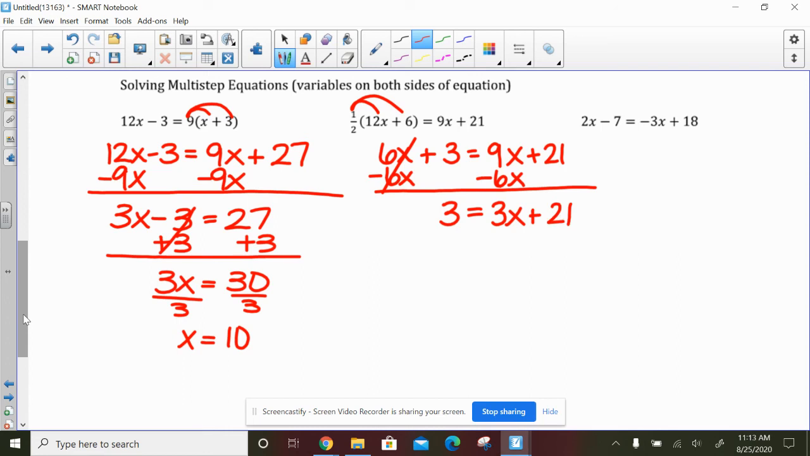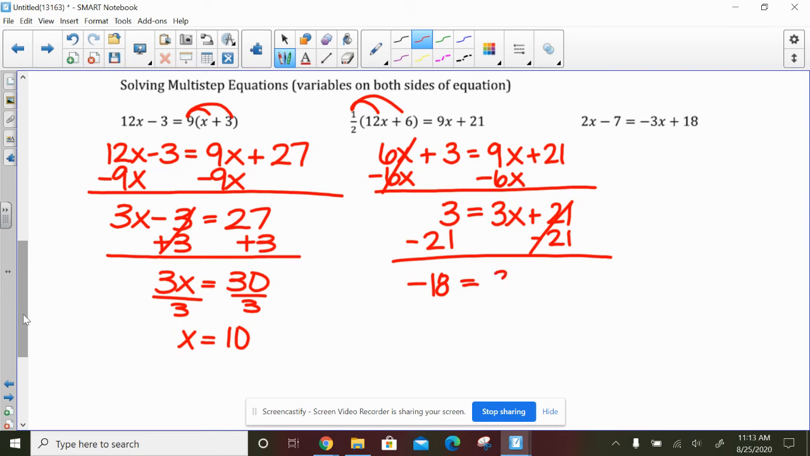Okay, now I do not want to subtract this 3 over here. Even though it's smaller, I don't want to do that because that's going to leave me a 0 on this side, and it's going to put more work on you. Okay, so I'm going to subtract this 21 so that those will cancel. 3 minus 21 is negative 18.